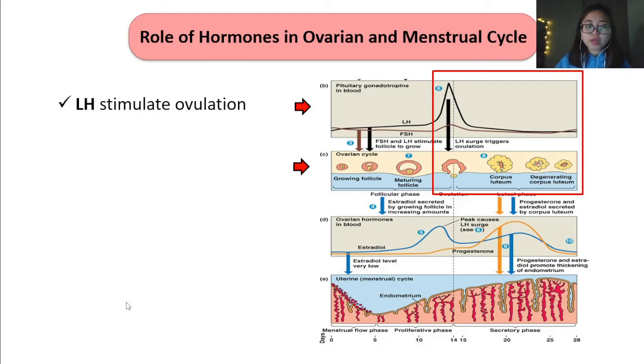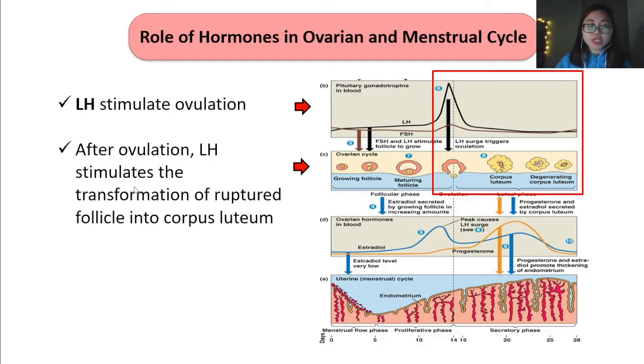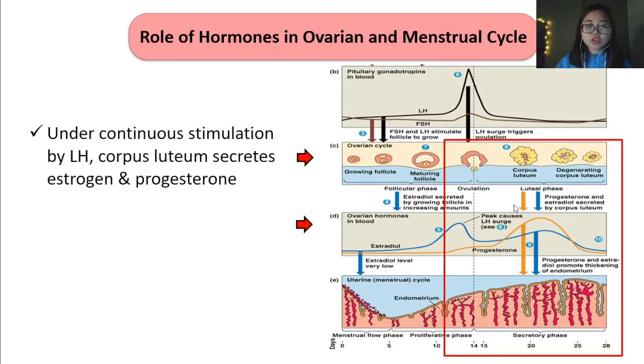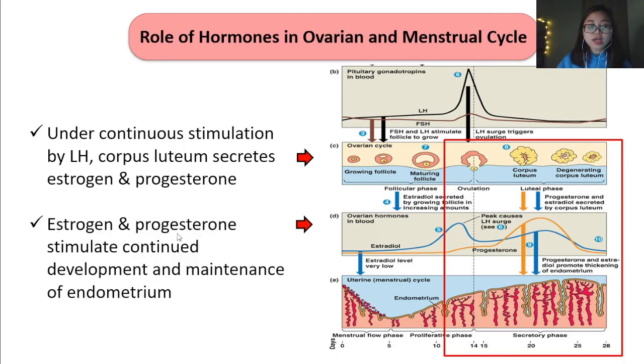When there is more and more LH, it will stimulate ovulation, and after ovulation, LH will stimulate the transformation of the ruptured follicle into corpus luteum. Under continuous stimulation by LH, corpus luteum will secrete estrogen and progesterone. Estrogen and progesterone will stimulate continued development and maintenance of endometrium.